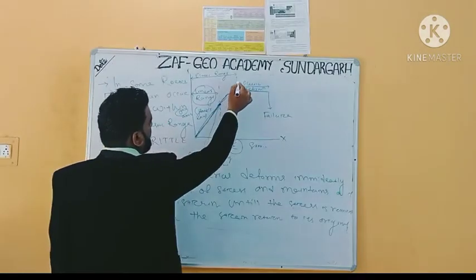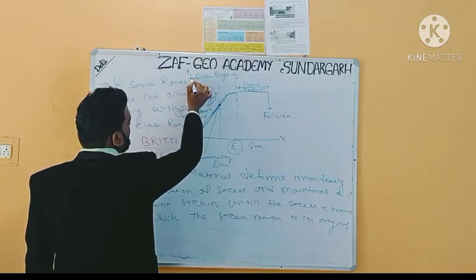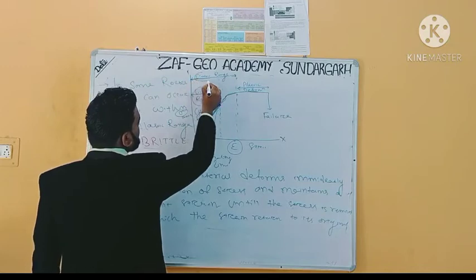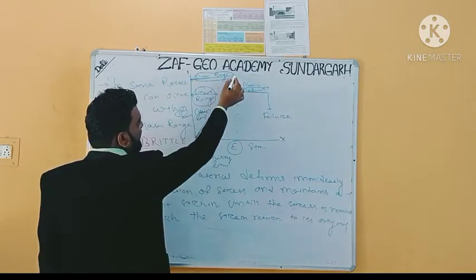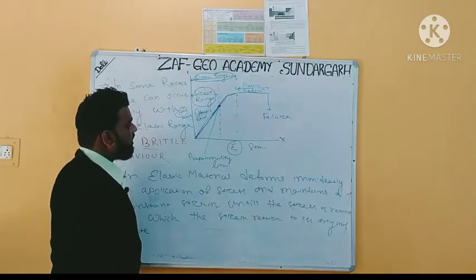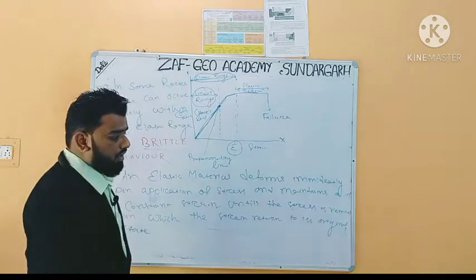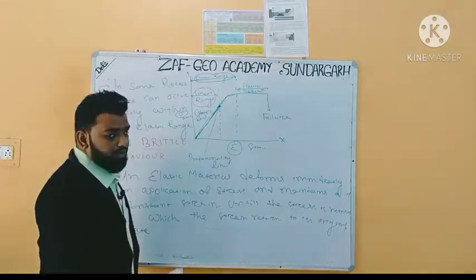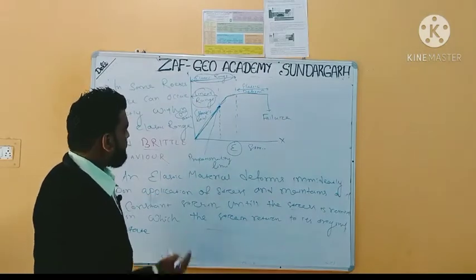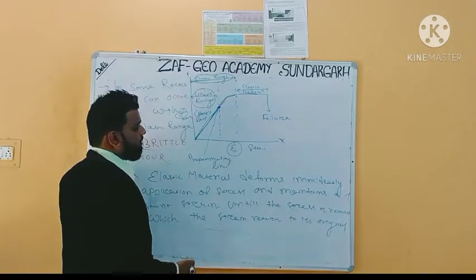Now, here I have drawn a vertical line, from the y-axis to this point. This is the range, and this is called the elastic range. Means up to this point, the material is elastic. Elastic behavior means the body will return to the same position after the removal of the applied force or applied pressure.